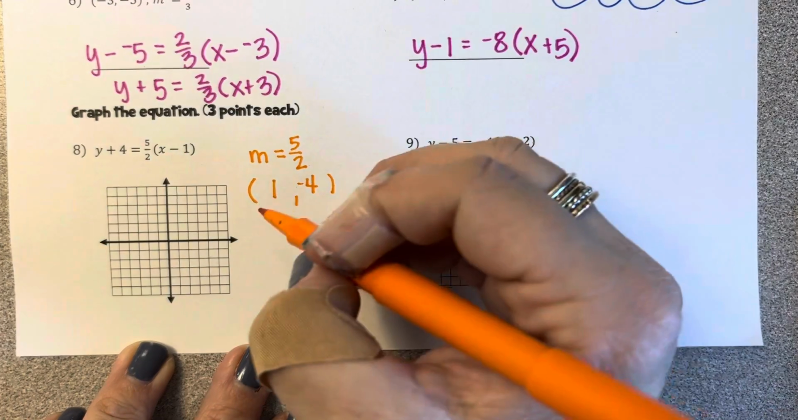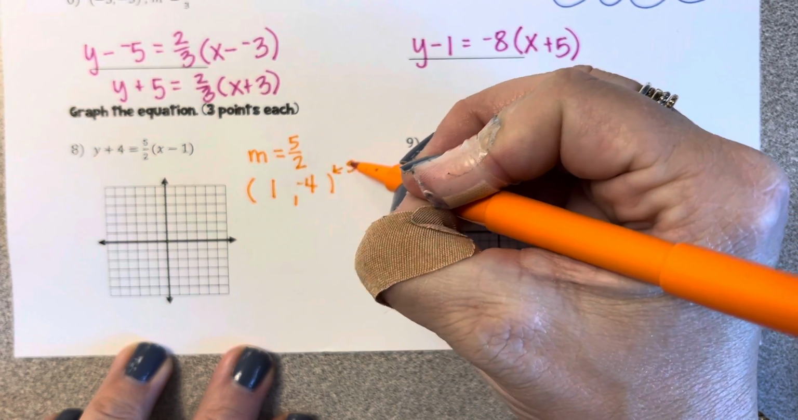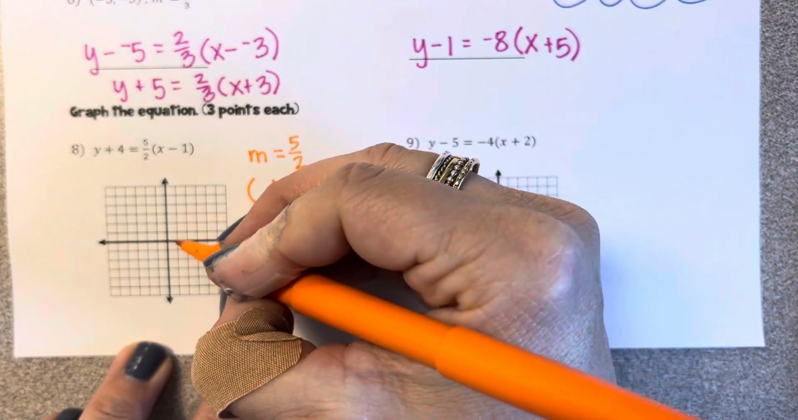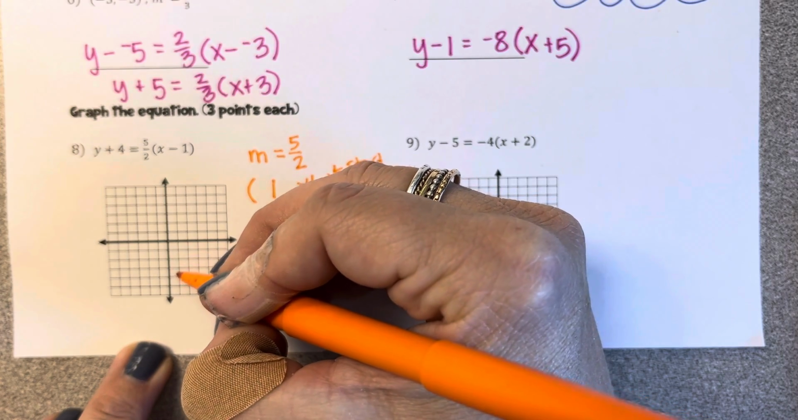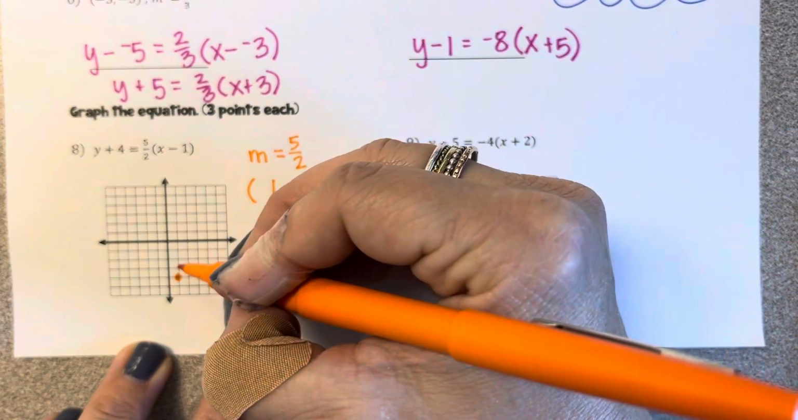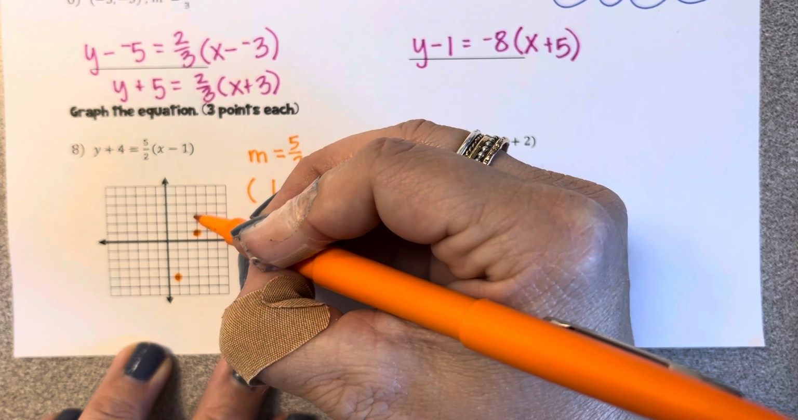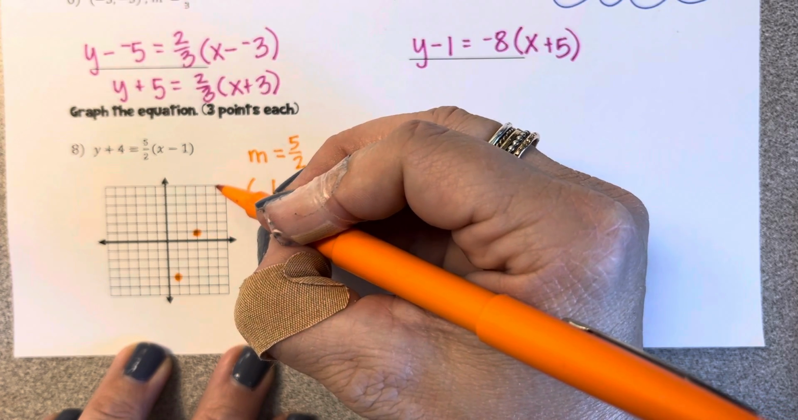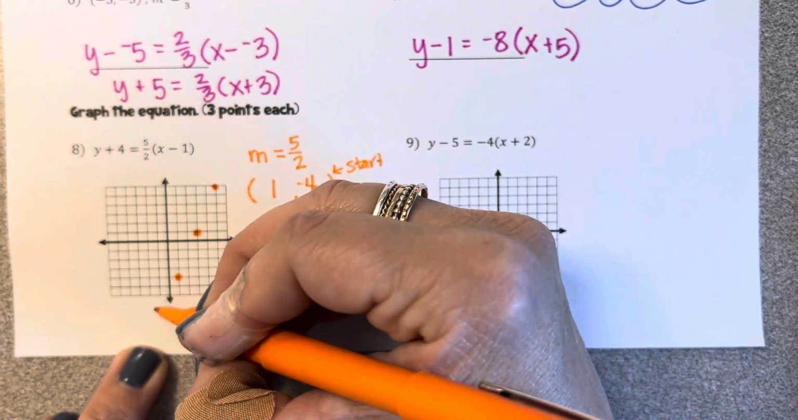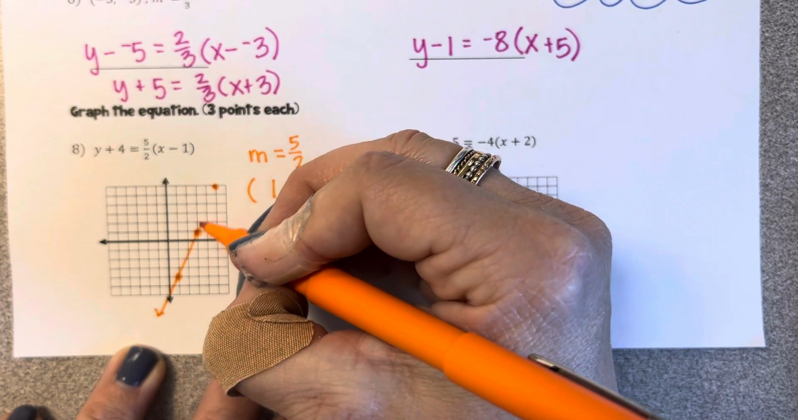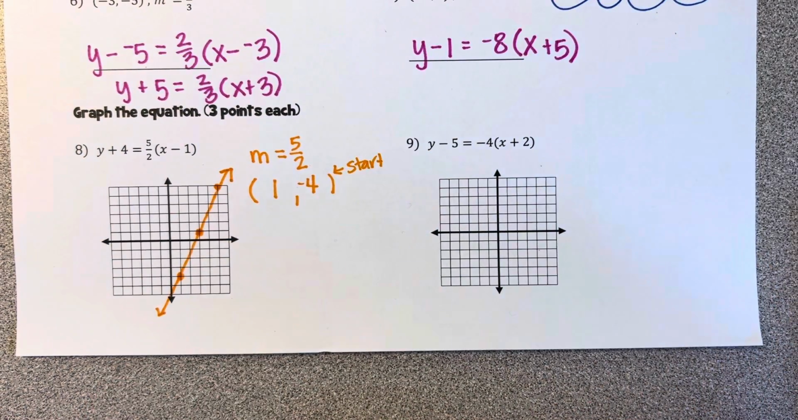So I'm going to start on my point. This is where I'm starting. 1, -1, 2, 3, 4. And my slope is rise 5, run 2. Rise 1, 2, 3, 4, 5, run 2. Okay, I'm going to connect those. That would be my line.